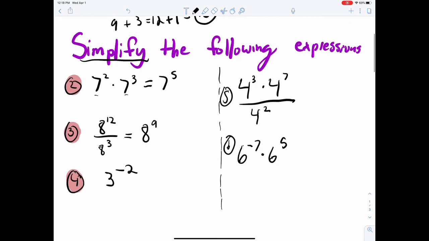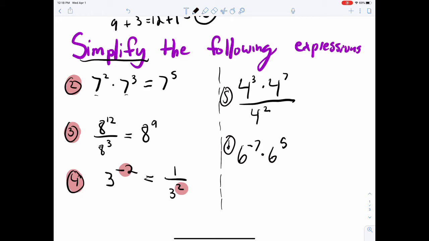And then number 4, this is the negative exponent rule. What we're going to do is make it 1 over 3 to the 2nd power. The exponent 2 right there is now positive, because if you flip the fraction, you have to flip the sign too. You can't just flip it and say they're still equivalent.